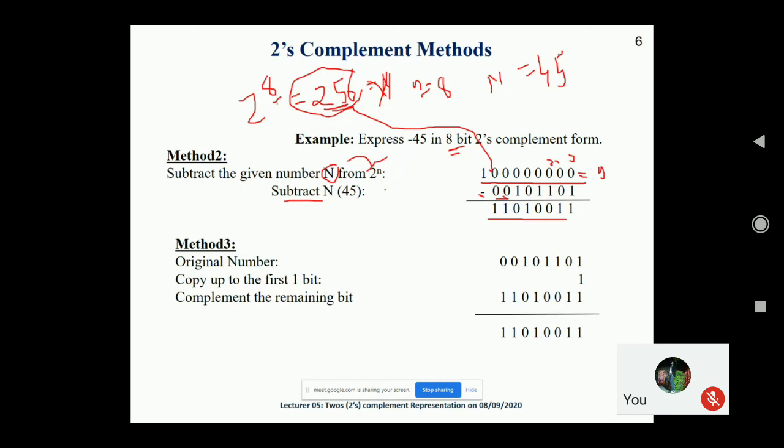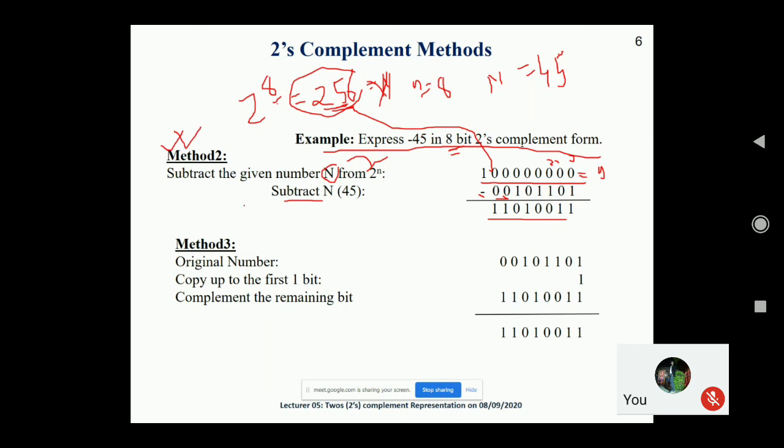Sir, second point, to subtract N45. So what happened? This is the example. This is expressing minus 45 in 8-bit 2's complement form. This one is the second method.